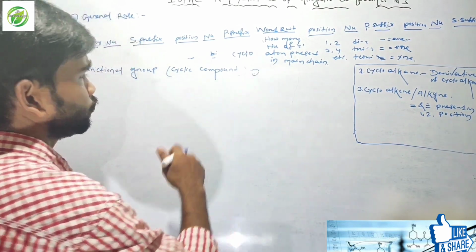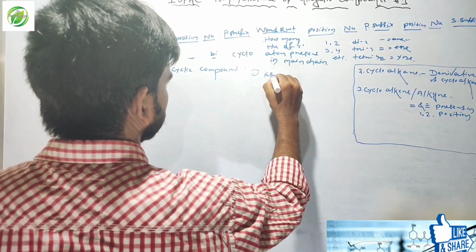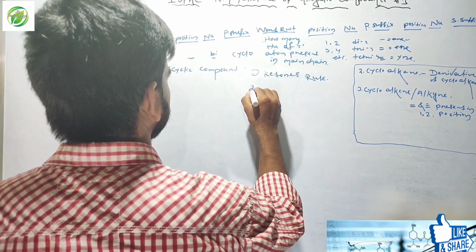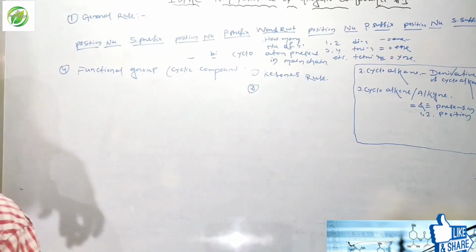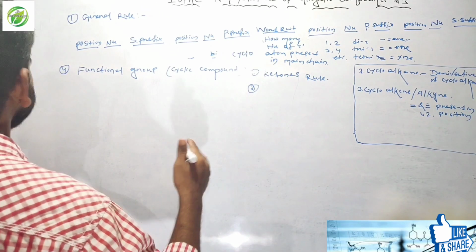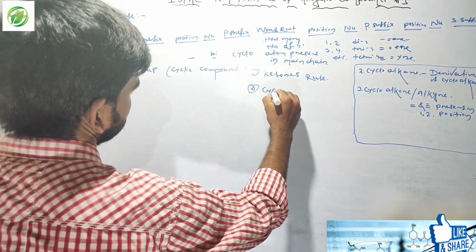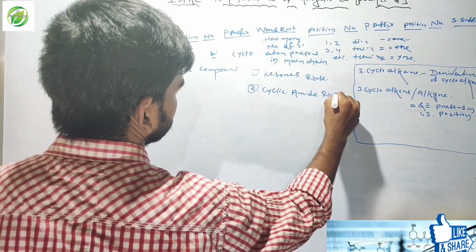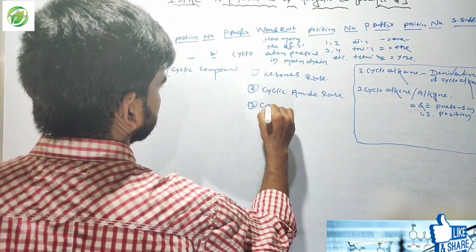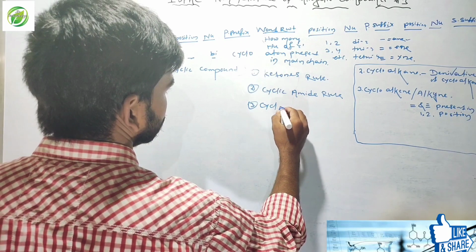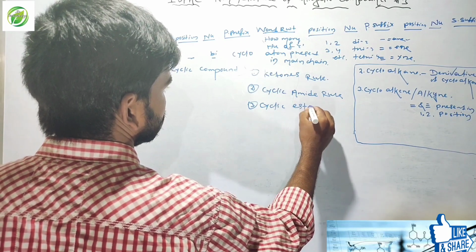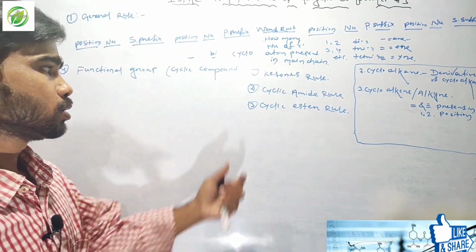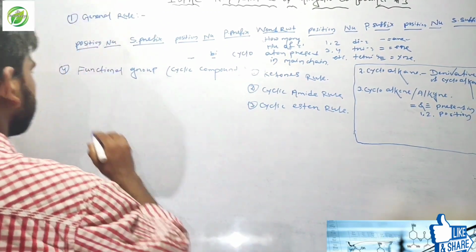We follow some simple rules, that is ketone rules, cyclic ketone rules, cyclic amide, and cyclic ester rule. Let's try to understand all these rules one by one.